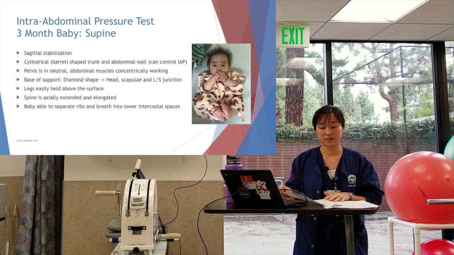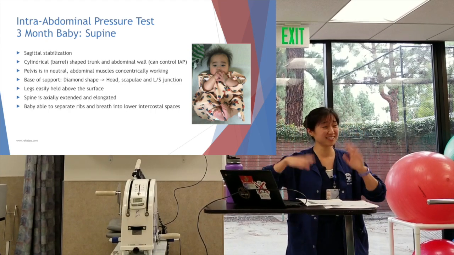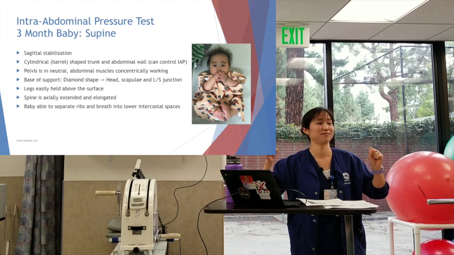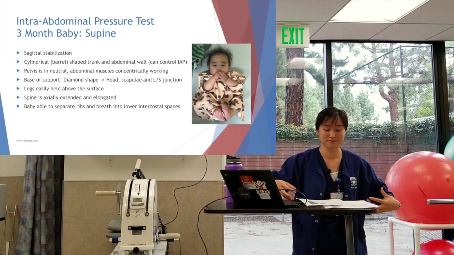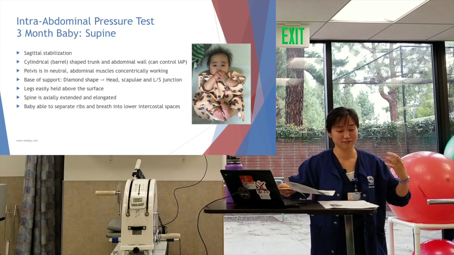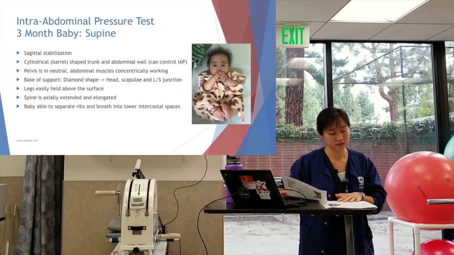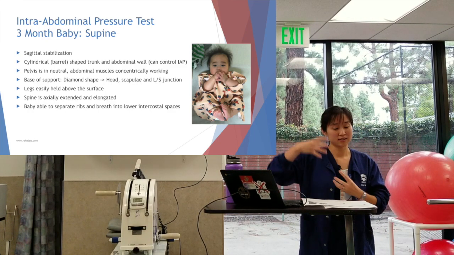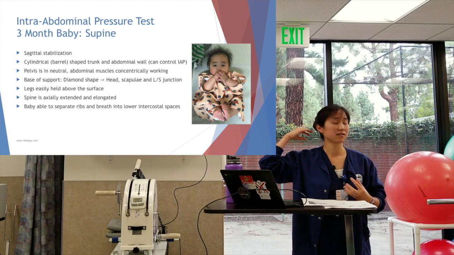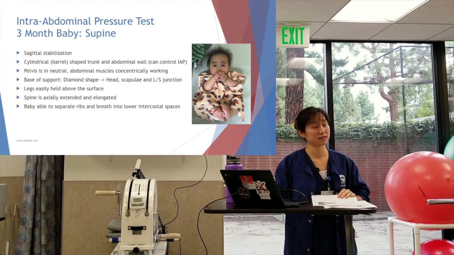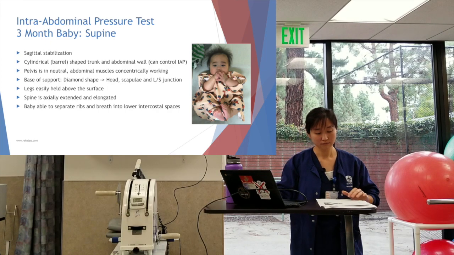Okay. And when babies hold their legs against the surface, it looks really easy. You don't see them holding their breath or engaging their neck or using a lot of hip flexors. Their spine is nice and long, and the head is not overly extended or flexed.